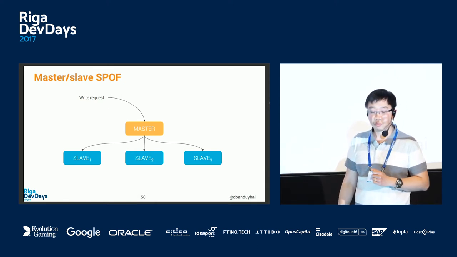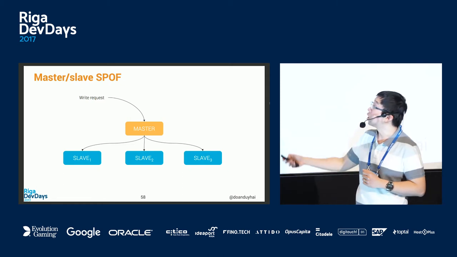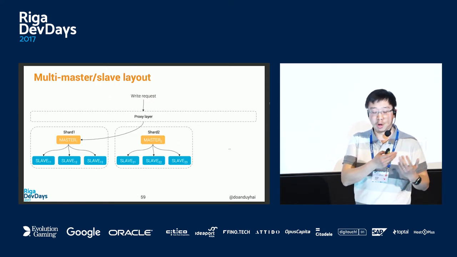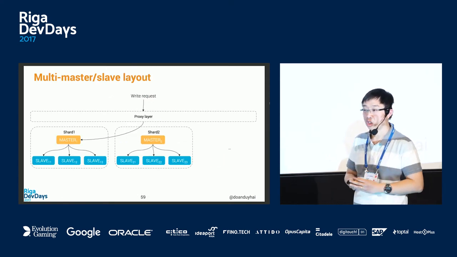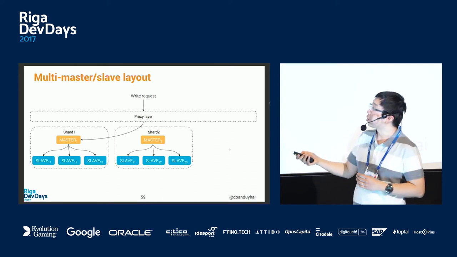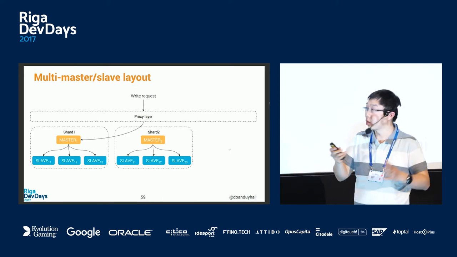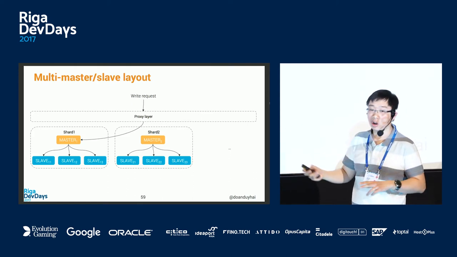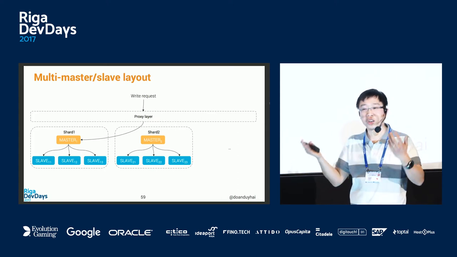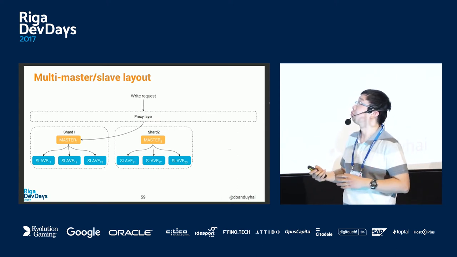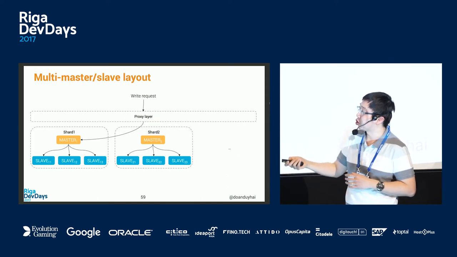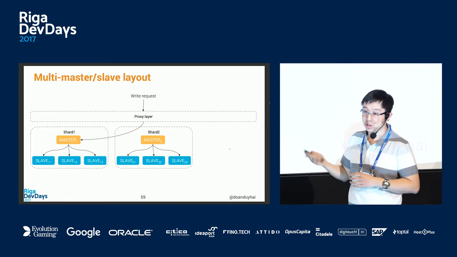Now, to avoid this single point of failure, people say, okay, now let's use sharding. So we have now a multi-master-slave architecture. The idea is, instead of having a single big master, I shard my data, and on each shard, I have a master or a primary replica, call it whatever you want, but it's the same idea. So, in each shard, I still have the same master-slave architecture, but from different shards, I don't have any master, right?